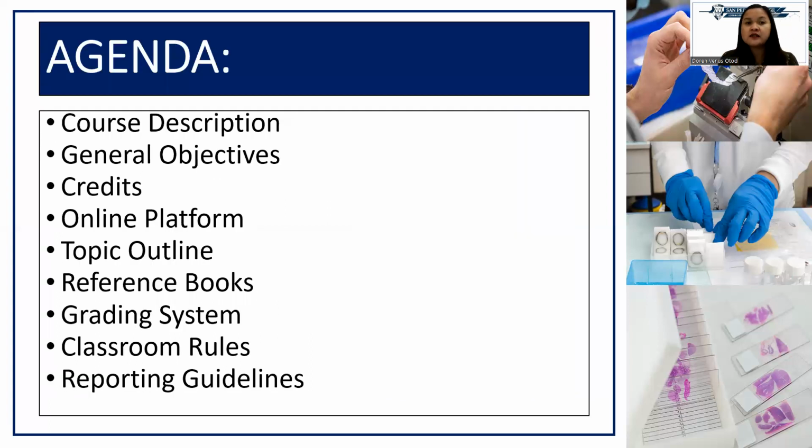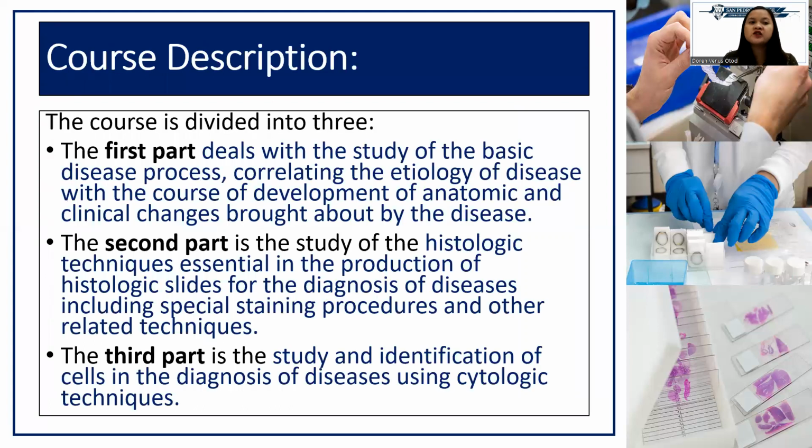Okay, so the following are the things that we will be discussing in line with the orientation. The first one, description of the course. So it is divided into three parts. The first part, which will focus on the prelims, is the general pathology. We'll be dealing with the different diseases. We will be correlating the origin of the condition and the reaction of the body in cases of stress or injurious stimulus.